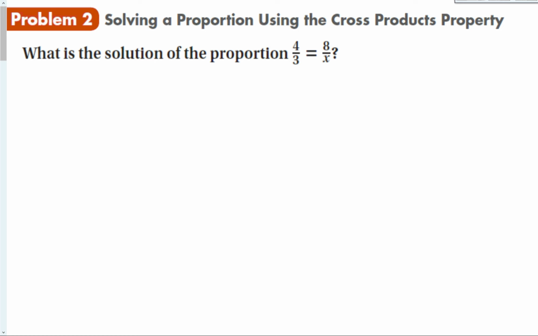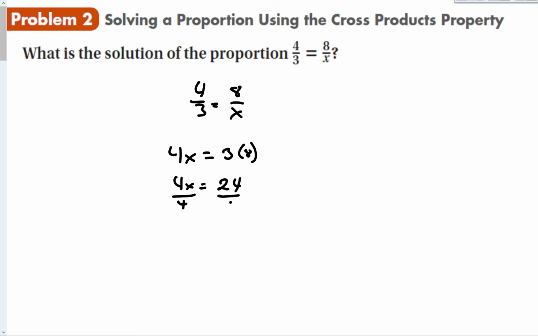Okay. So now let's look at this problem right here. In this proportion, 3 over 4 equals 8 over x, I can't just multiply both sides by 8 because that won't cancel out the 8. So this is a perfect problem to use my cross products property. I'm going to multiply the extremes, A and D. So I'm going to multiply 4 times x to give me 4x, and 8 times 3 to give me my right-hand side. So this turns into 4x is equal to 24. I'm going to divide out the 4 to solve this equation, and I'm going to get that x is equal to 6.